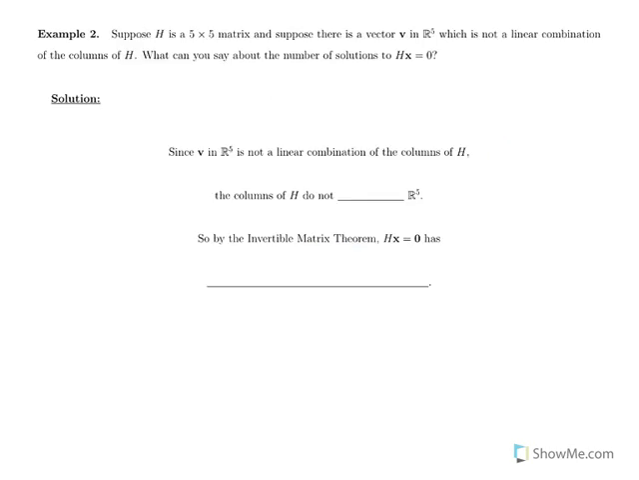Another example, let's suppose H is a 5 by 5 matrix, and suppose there is a vector v in R5 which is not a linear combination of the columns of H. What can you say about the number of solutions to Hx equals 0? So what we can say is that since v in R5 is not a linear combination of the columns of H, then the columns of H do not span R5. And this means, by the invertible matrix theorem, that Hx equals 0 does not have only the trivial solution. This means that Hx equals 0 has infinitely many solutions.